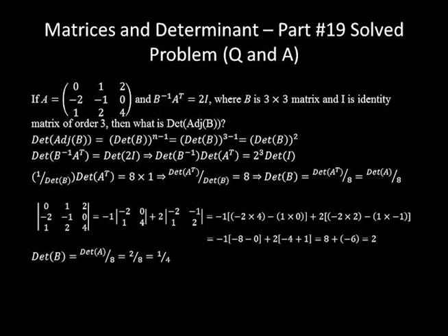Once we determine the determinant of matrix B, we can easily solve the determinant of adjoint of B, because we discovered that determinant of adjoint of B equal to determinant of B squared, which is equal to 1 over 4 squared. 1 over 4 squared means 1 over 16.